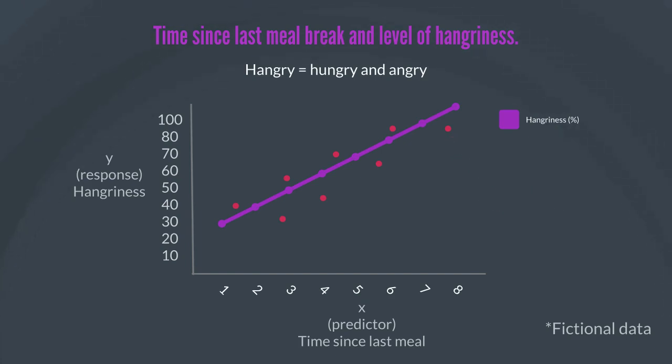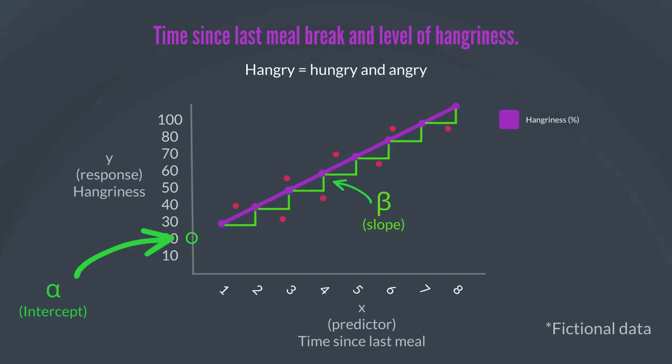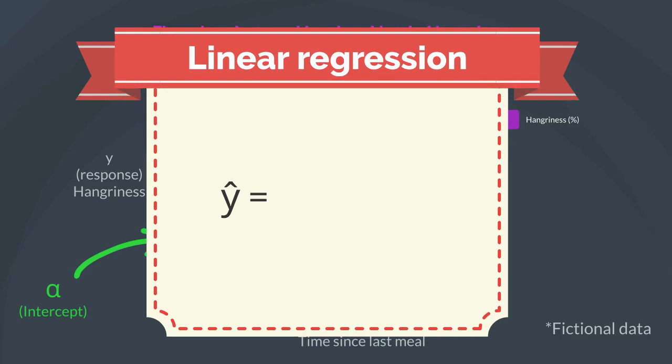It will tell us the intercept, alpha, which is where the line crosses the y-axis. This is also known as the constant, and it's the value of y when x is 0. It will tell us the slope, or beta, which is how much y goes up or down for each movement left or right on the x-axis. And so if we wanted to make a prediction, we would use the following equation. Well, y circumflex, and circumflex means estimated, equals alpha plus beta times x.